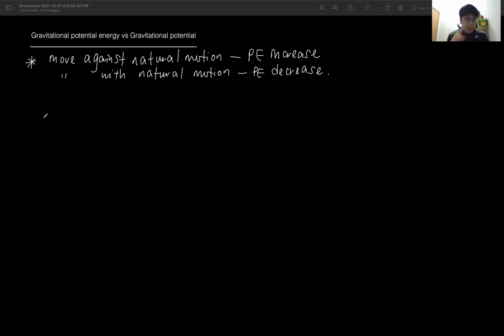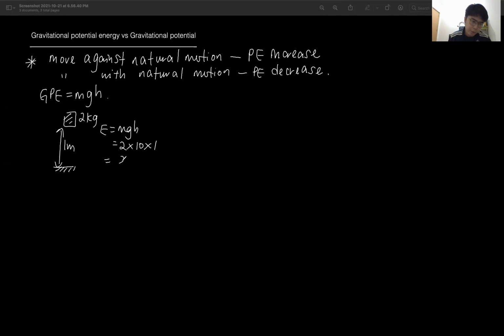Okay, now here we look at what are the things that affect the gravitational potential energy. So you have learned about GPE equals mgh, right? Now here's a question. We know that the higher the object is placed, the higher the gravitational potential energy. Is it always the case? Is there any exception? You see, here I have a 2 kg object placed 1 meter above ground. If I calculate E equals mgh, 2 times 10 times 1, that is 20 joules.